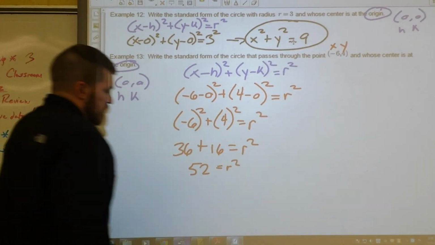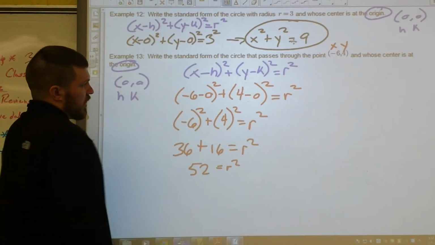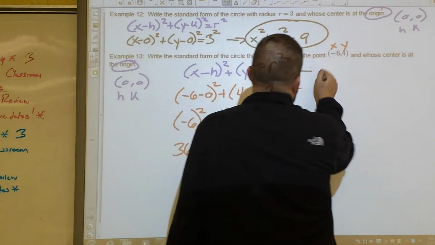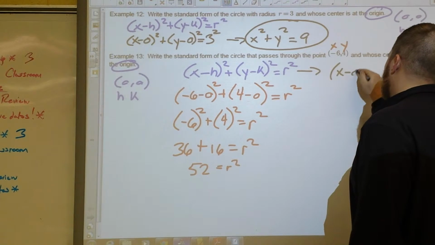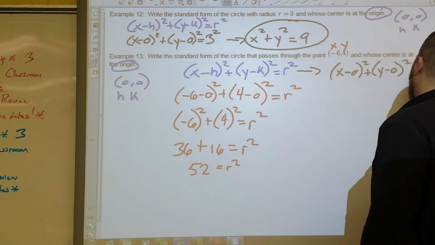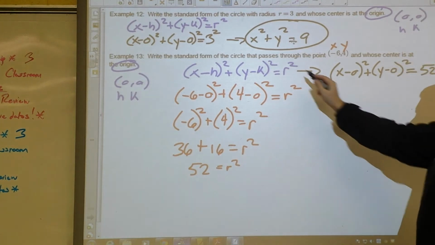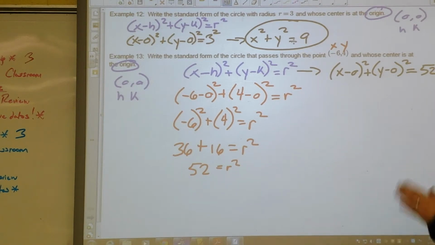Okay? So now I have all the pieces I need. I have h and k, I have r squared. So now I'm ready to write the equation of the circle. So again, I want to plug in what I know. I have (x minus 0) squared plus (y minus 0) squared equals r squared, which was 52. Okay, again, r squared is already taken care of, so you don't square that again. I'm finished with it, so I'm done with that piece.